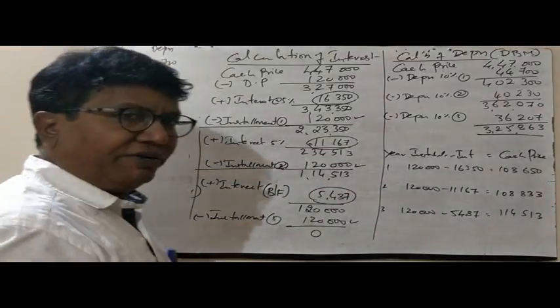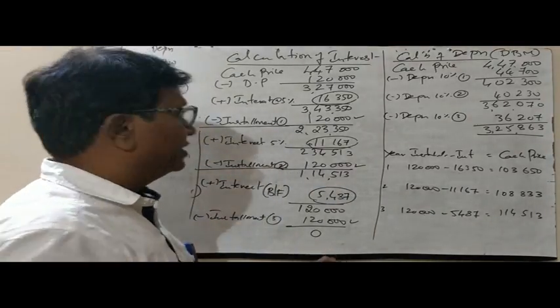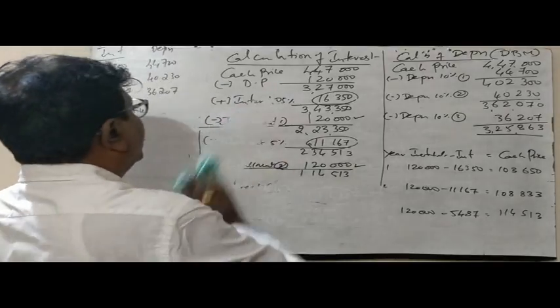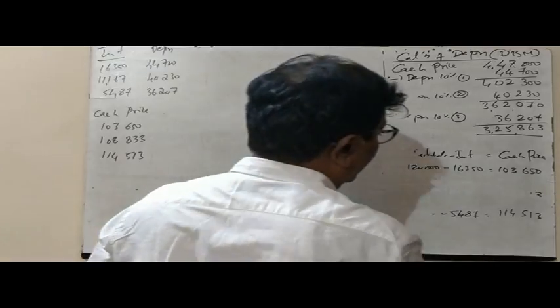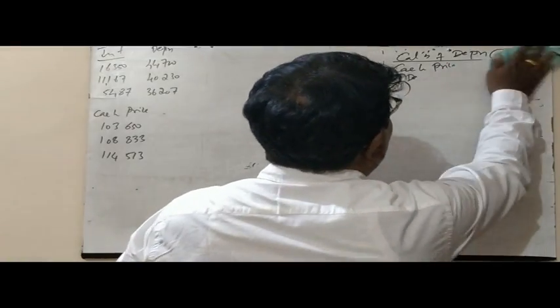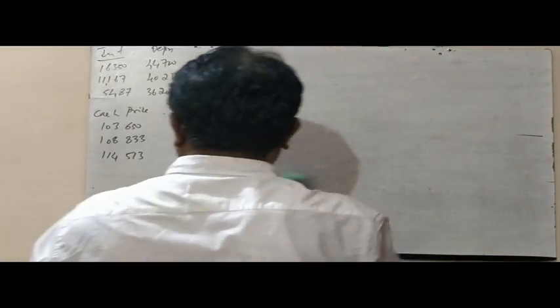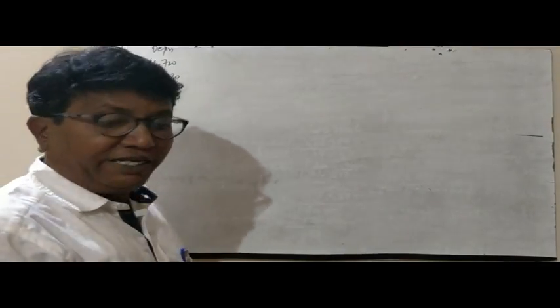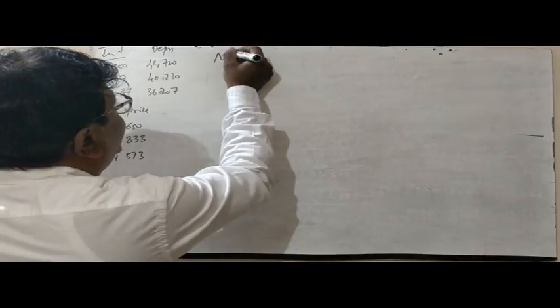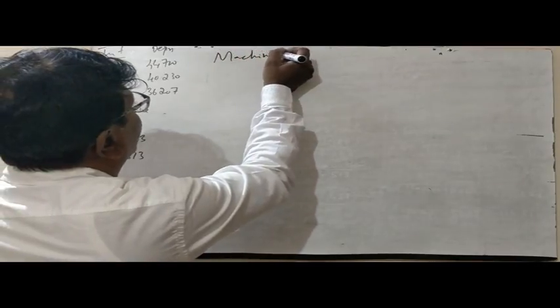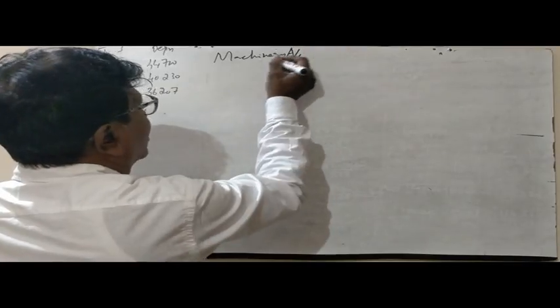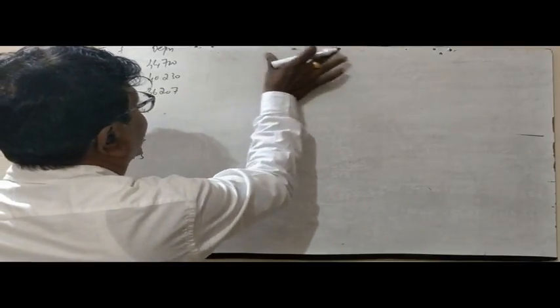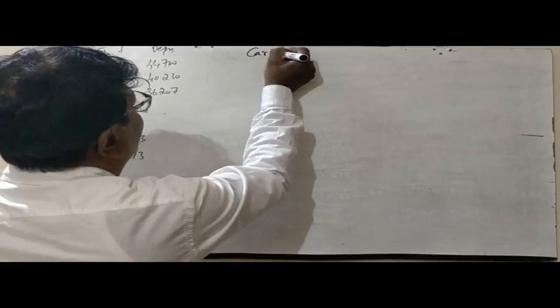Now all of you understood, there is no need to repeat it, right? So I am rubbing this complete portion because we need to prepare ledger accounts. So now I'll show you how to prepare machinery account and hire vendor account. Let's go like this. First, let us prepare a machinery account or asset account. Here we have purchased a car, right? So we prepare a car account.